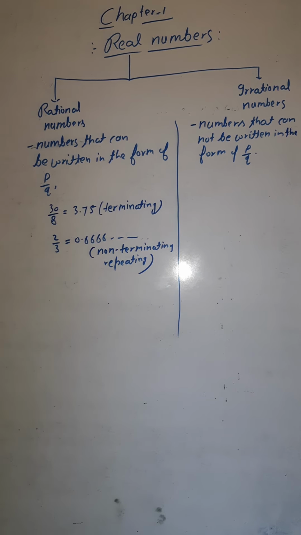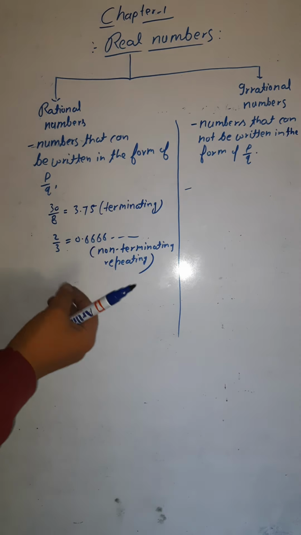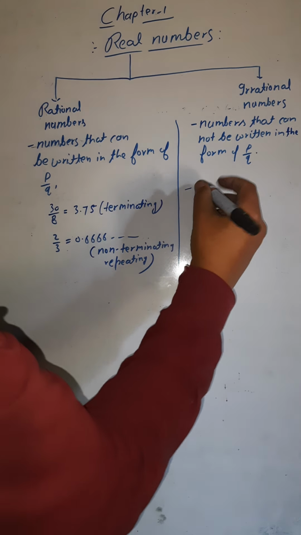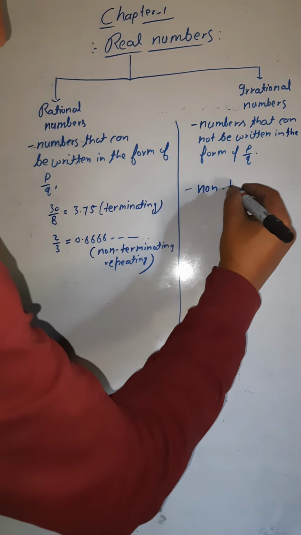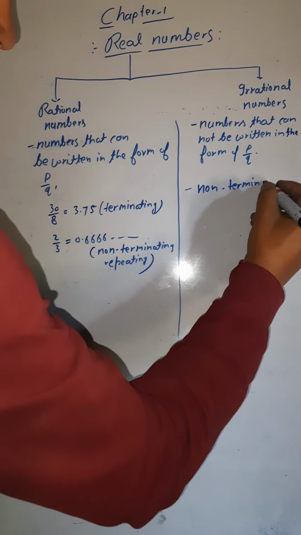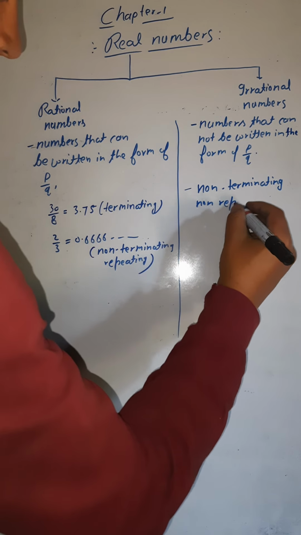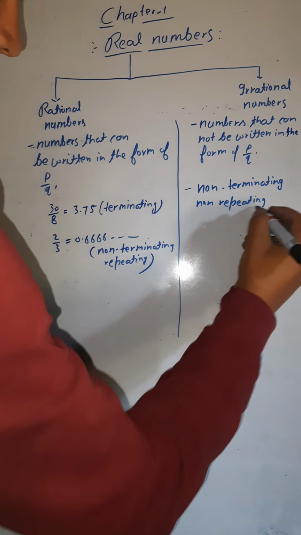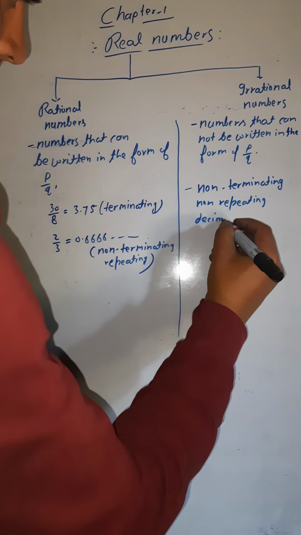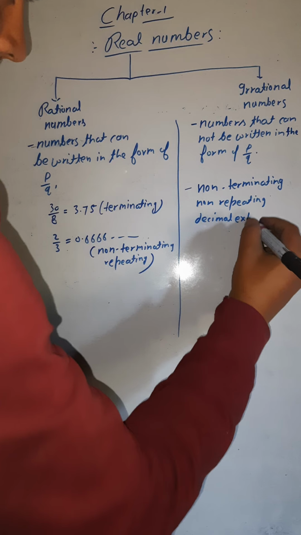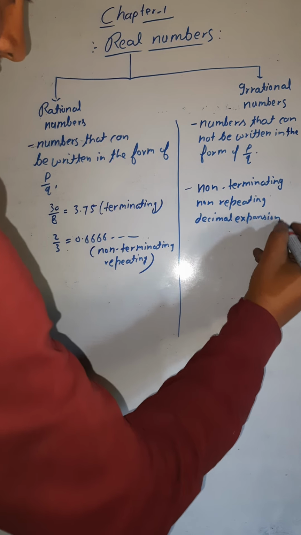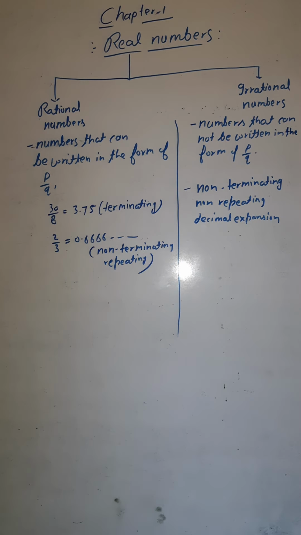Now if we talk about the decimal expansion of irrational numbers, their decimal expansion would be non-terminating and non-repeating. So this is the decimal expansion of irrational numbers.